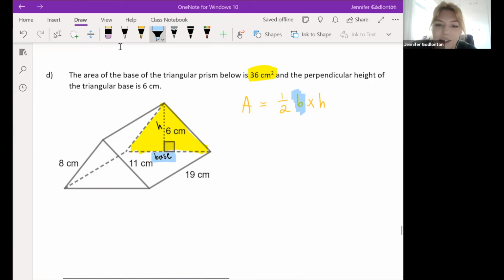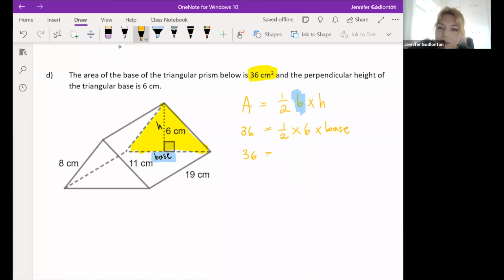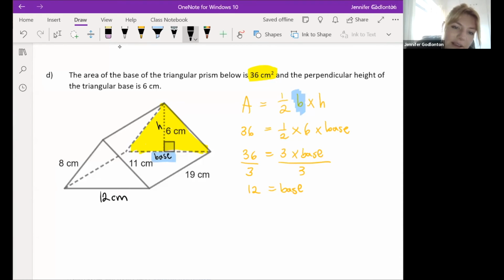I'm not gonna do the whole thing just yet. I'm gonna do this sort of as a step-by-step thing. So if I was just working out my base, I'd use the area that they've given me, which is 36, and that's equal to a half times base times height. So I'm just gonna write my 6 in there times, and I'm just gonna write the word base so that you don't think my B is a 6. So 36 is equal to a half times 6, which is 3 times my base. And then I'm going to divide both of those sides by 3. And so my base is equal to 12. So now I know that this is 12 centimeters, and I know that my perpendicular height is 6.